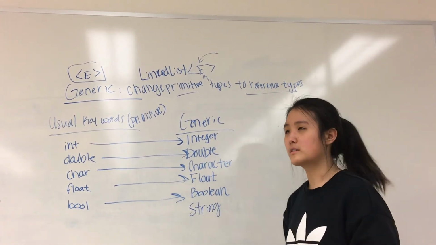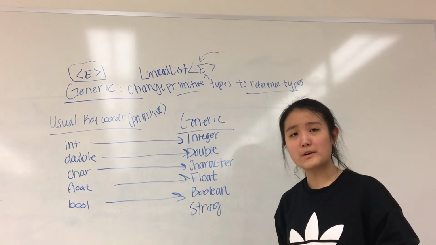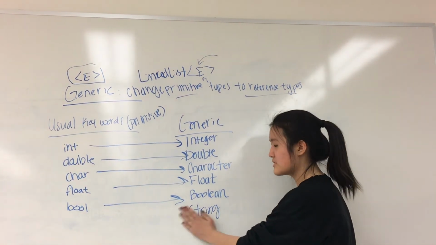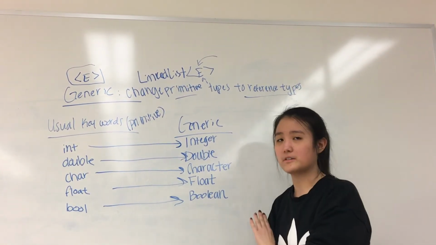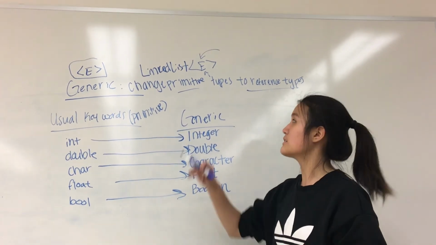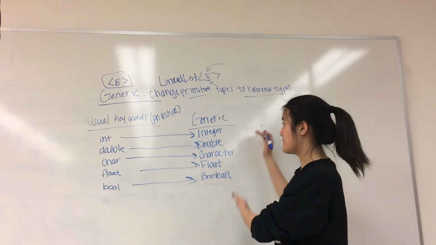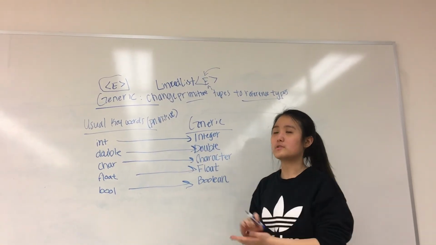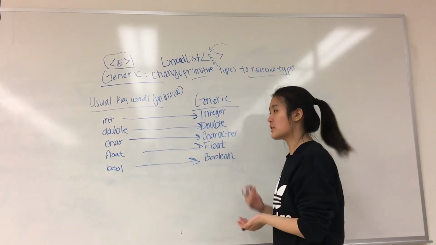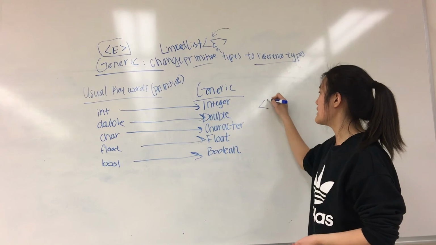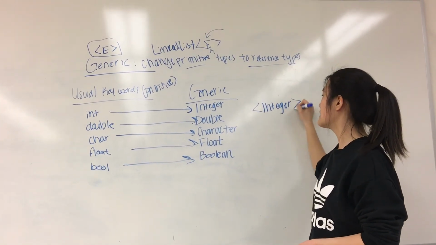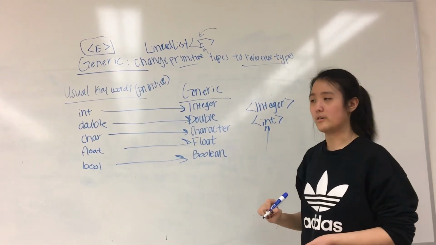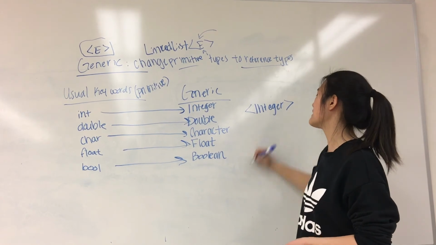String is technically not a generic type because it's already a reference type, so you don't have to change String to a reference type because it already is. So I'm not going to put it on the list, but you can create a linked list of strings. This is how you would use it, and that's why in previous examples, when I was declaring or initializing a linked list, you saw me write angle bracket Integer instead of angle bracket int. This will throw an error when you're compiling.